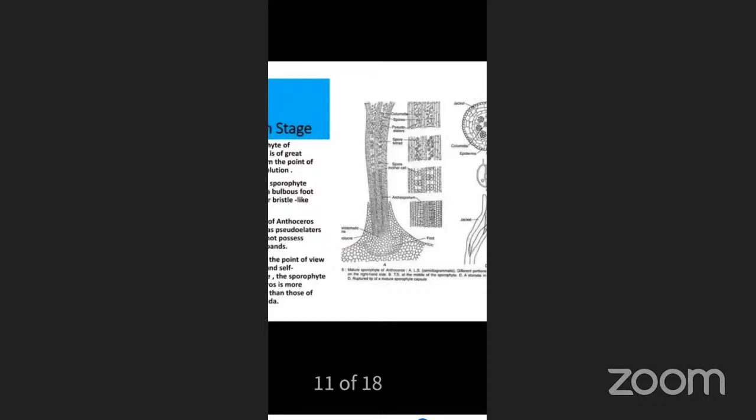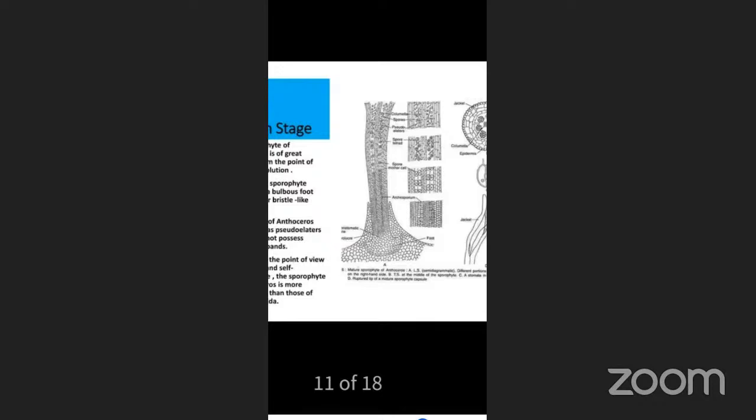From that eight-celled stage, the upper four cells we call the upper tier and the lower four cells we call the lower tier. So the eight-celled embryo is arranged into two tiers of four cells each. The lower tier divides further to produce the massive foot, and the cells of the upper tier divide repeatedly to form the capsule.